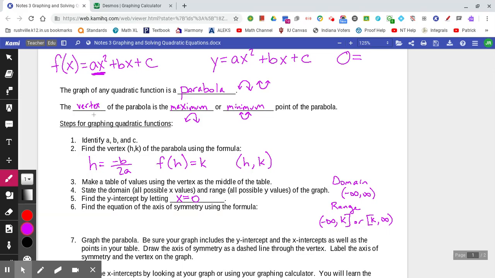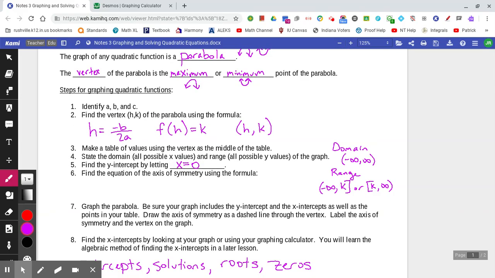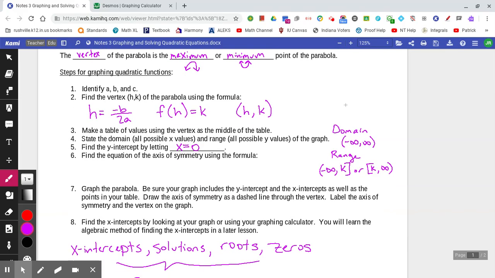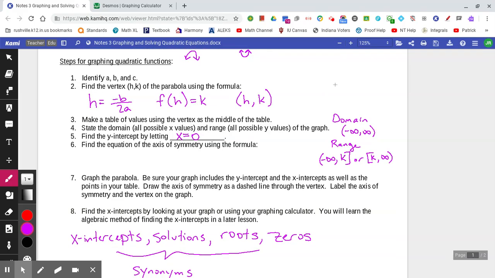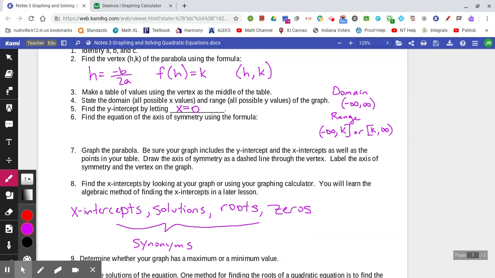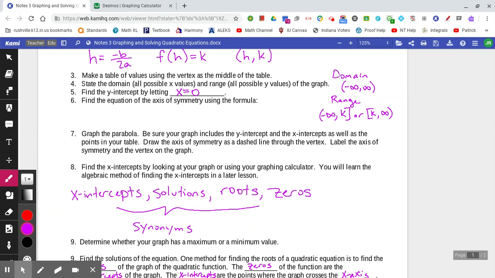So the vertex is going to be either the highest or the lowest point on the graph, aka the maximum or the minimum point on the graph, depending on if that graph opens up or if it opens down. The notes are attached on Google Classroom, so I'll let you read through all of this. This is telling you step by step what you're going to do as you graph your quadratic functions. I'm not going to read this to you. You can read it on your own.